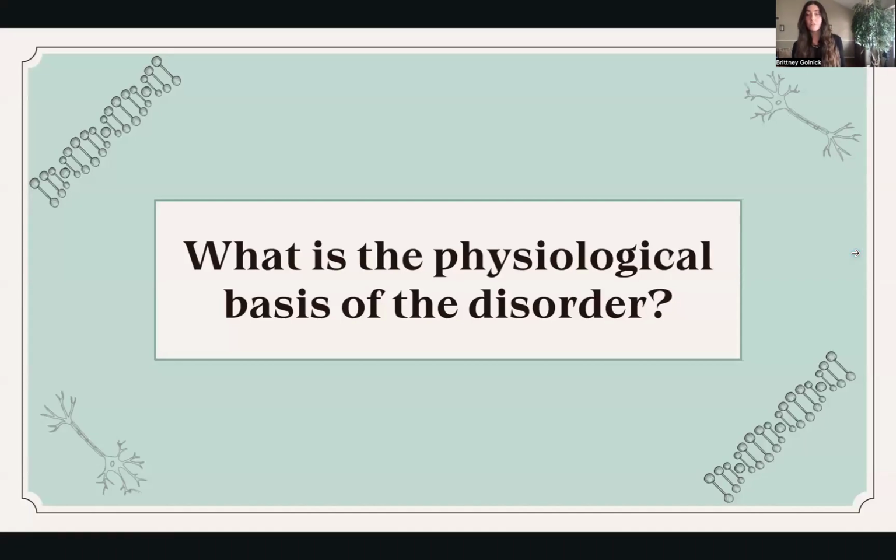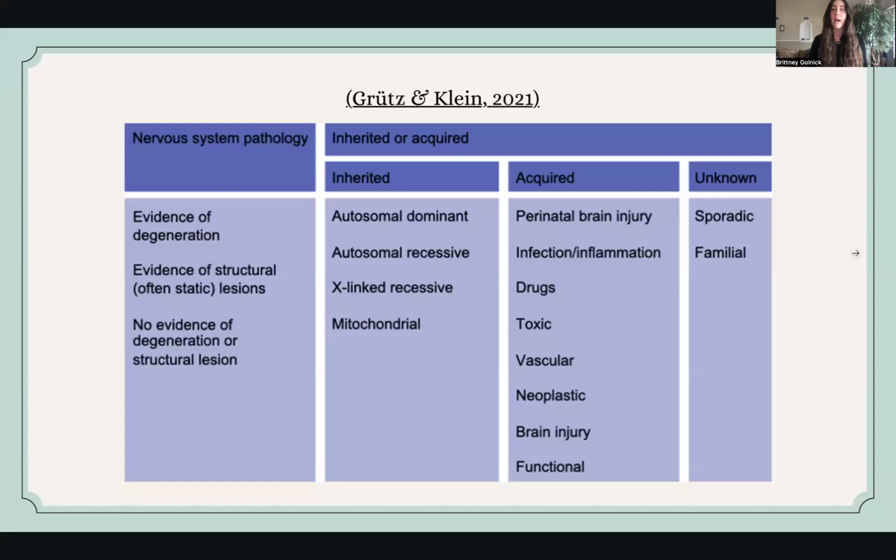So what is the physiological basis of the disorder? Overall, the physiological basis involves disruptions in the normal motor control pathways of the brain and the nervous system, which ultimately affect the muscular system, specifically the areas that regulate voluntary muscle contractions, which is the cerebellum, the basal ganglia, the motor cortex. And these disruptions show as being inherited, acquired, or idiopathic or unknown.